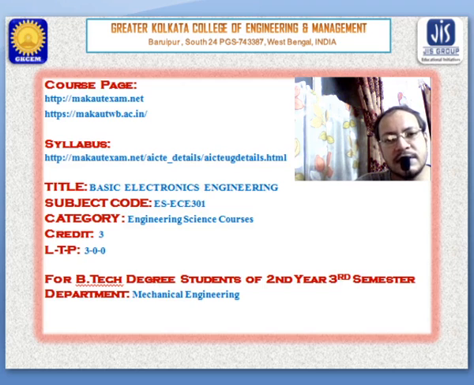The title of the course is Basic Electronics Engineering, and the subject code is ESECE 301. It is under the category of Engineering Science course. It has a credit 3, lecture per week. This course is generally made for BTech degree students of second year, third semester. So, apart from all other departments, only the students of the mechanical engineering department have to study this subject as a part of their curriculum of second year, third semester. So, for this subject, I am your subject teacher.